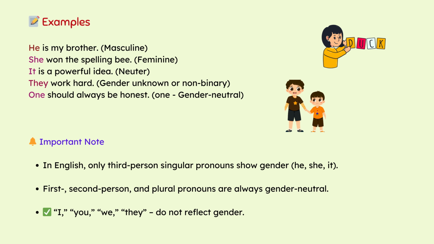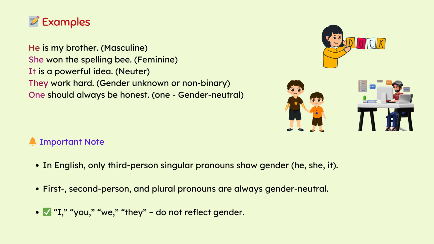Let's look at some examples of gender in personal pronouns. He is my brother. This is masculine. We use he for a male. She won the spelling bee. This is feminine. She refers to a female. It is a powerful idea. Here, it is neuter, used for things or concepts.